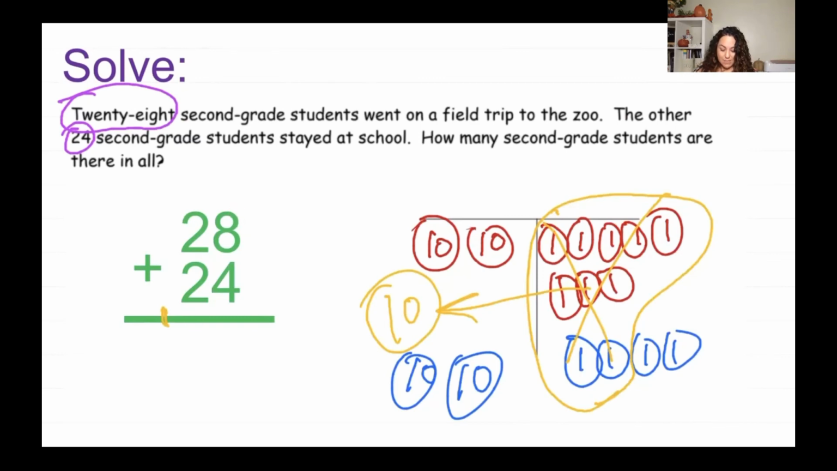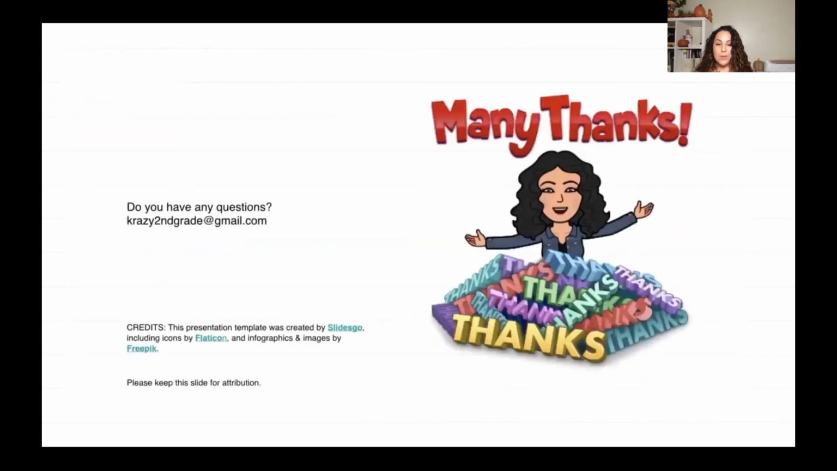So 8 plus 4 equals 10 and 2. So that equals 12. So I already have my 10 below, but now I'm going to put my 2 there for my 2 1s that are left right here. Now what's 2 plus 2? 4. And 1 more, that equals 5. So 28 plus 24 equals 52. Okay, so if you have any questions, don't forget to reach out to me.